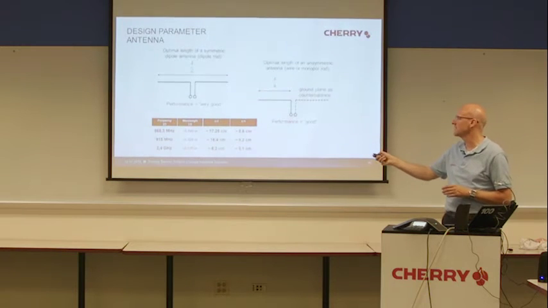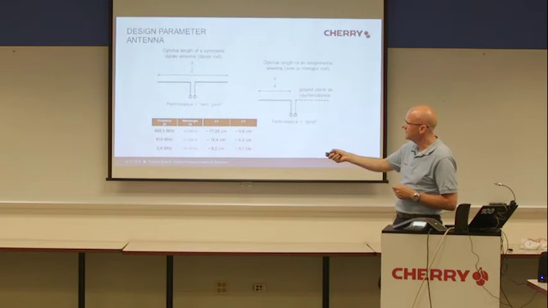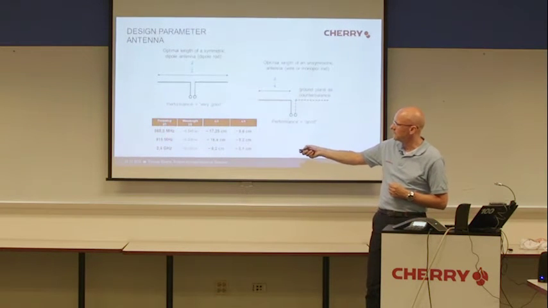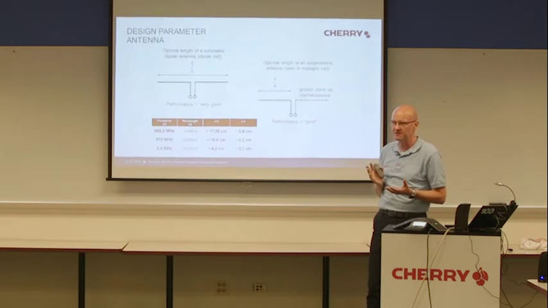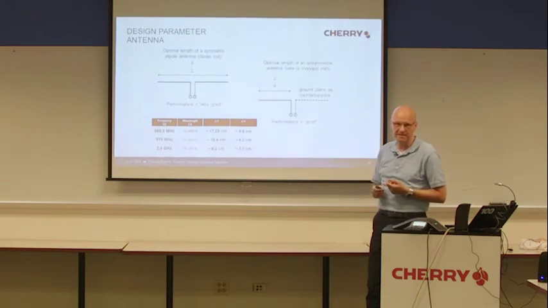Not very good, but it's acceptable. The length of the antenna depends on the frequency. In the table below, you can see the optimal length for different frequencies. For 868 megahertz or 950 megahertz, the antenna length is about 8 centimeters, and for 2.4 gigahertz, it's only 3 centimeters.